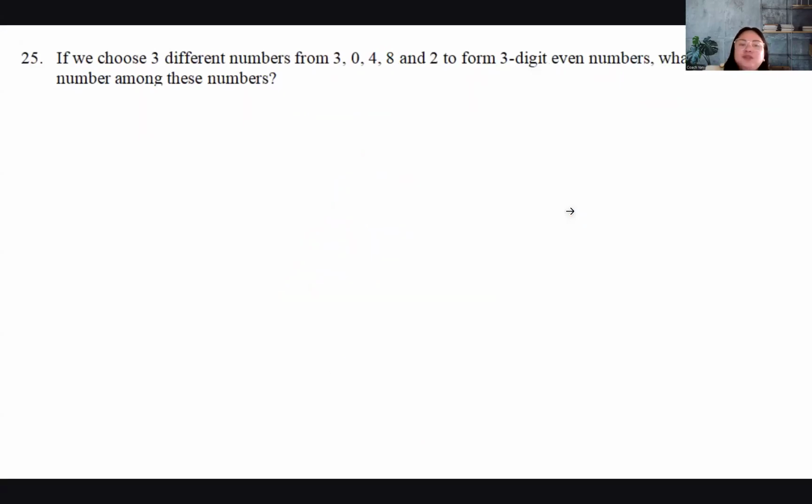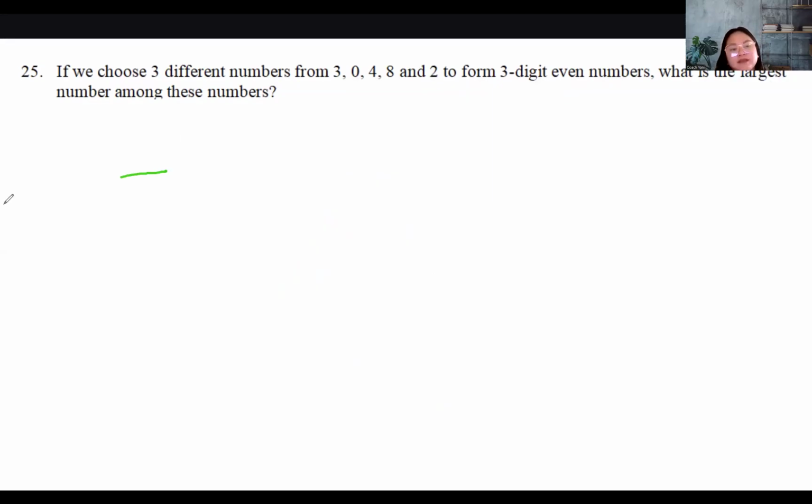25. If we choose three different numbers from these numbers, what is the largest number among these numbers? So, you need to form a three-digit even number. Just imagine you have three blanks. Why is that? One for the hundreds, for the tens, and for the units digits. So, this is your hundreds. This is your tens. And this is your units digit.